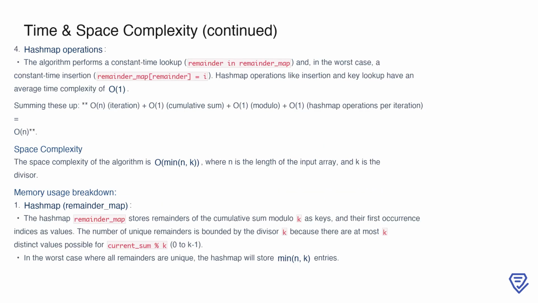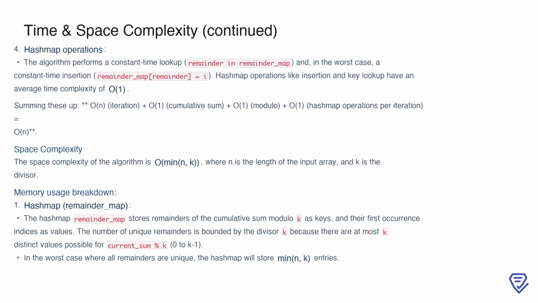Next, let's consider the hash map operations. During each iteration, the algorithm performs a constant time lookup to check if the current remainder exists in the hash map, using remainder in remainder_map. In the worst case, it also performs a constant time insertion, such as remainder_map[remainder] equals i. Hash maps are highly efficient, with average time complexities for insertion and lookup being O(1). When we combine all these steps, we get O(n) for the iteration, O(1) for updating the cumulative sum, O(1) for the modulo operation, and O(1) for hash map operations in each iteration. Summing these contributions, we arrive at an overall time complexity of O(n).